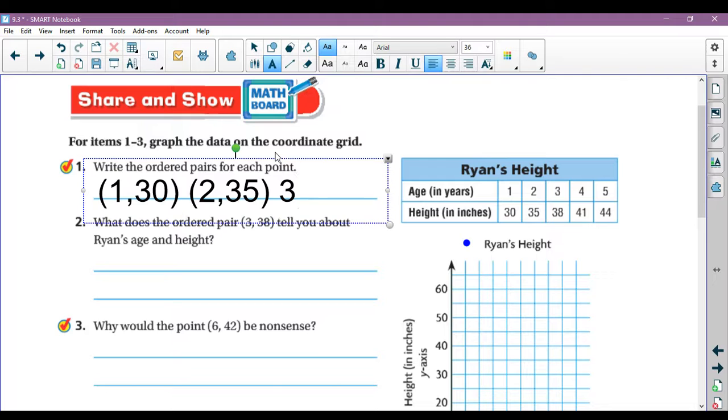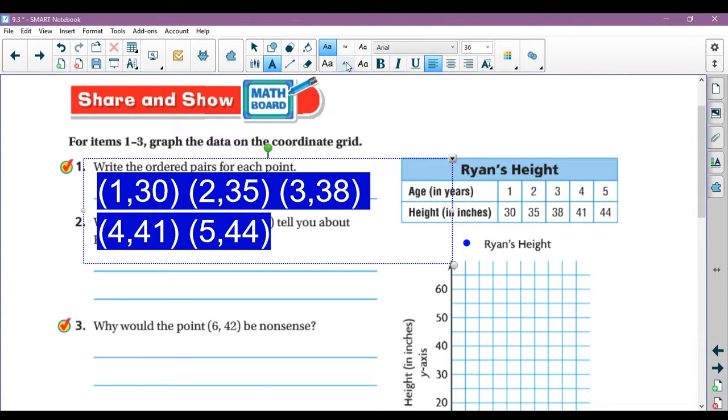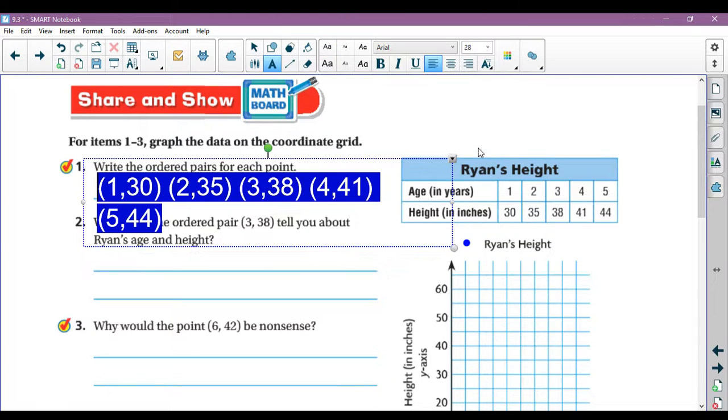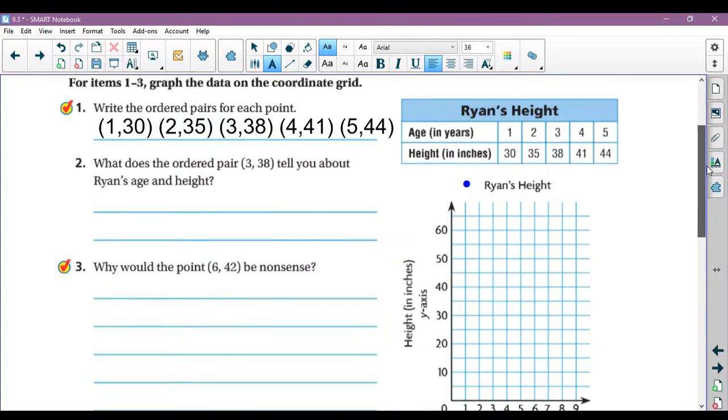So our next one then, probably guessed it, is 2, 35. And then we have 3, 38, and then we have 4, 41, and our last one is 5, 34. Let's see if I can make these a little smaller for us. There we go. Okay. So that's how you take your data and you can create ordered pairs using your data.